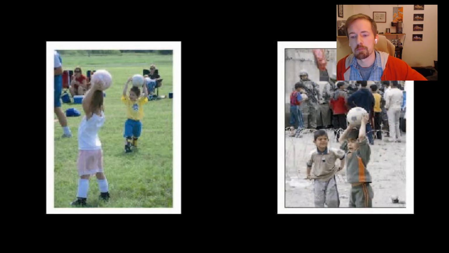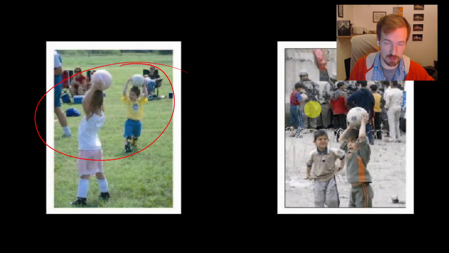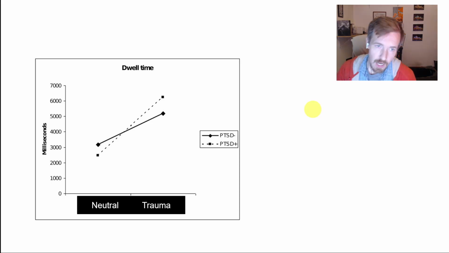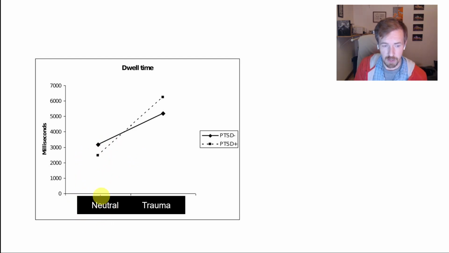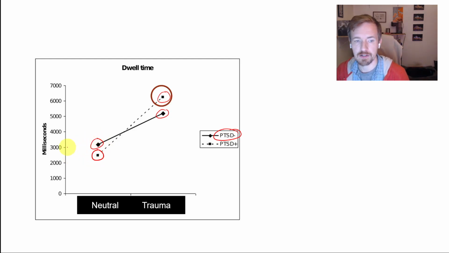Or maybe they have trauma and they will focus exclusively on this because they don't want to look at that, which would be avoidance. So in that case, what we see here is that for folks that are looking at the neutral stimuli, with this being PTSD negative, the solid line, we see that they look at the traumatic a little bit less than the folks that do have a PTSD diagnosis, and the people that have a PTSD diagnosis are going to look at the neutral stimulus for less time than those that have no PTSD diagnosis.